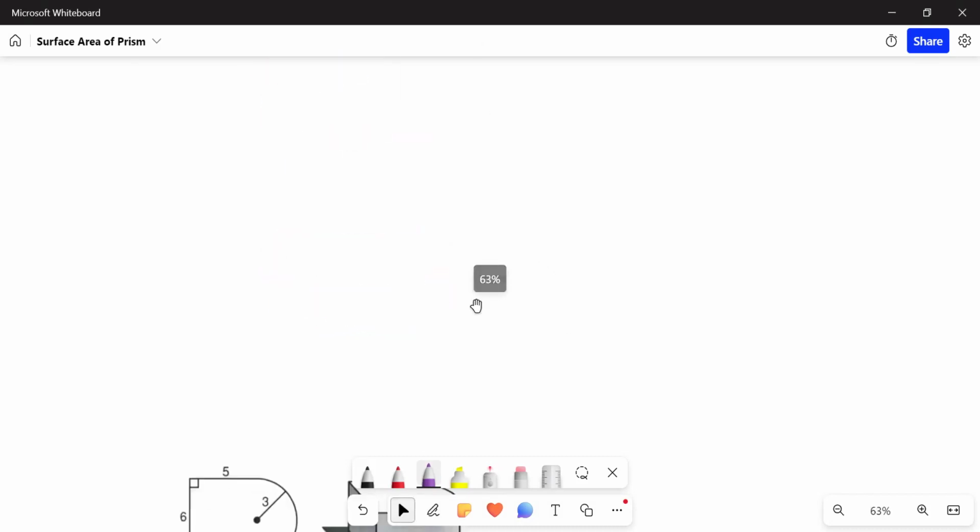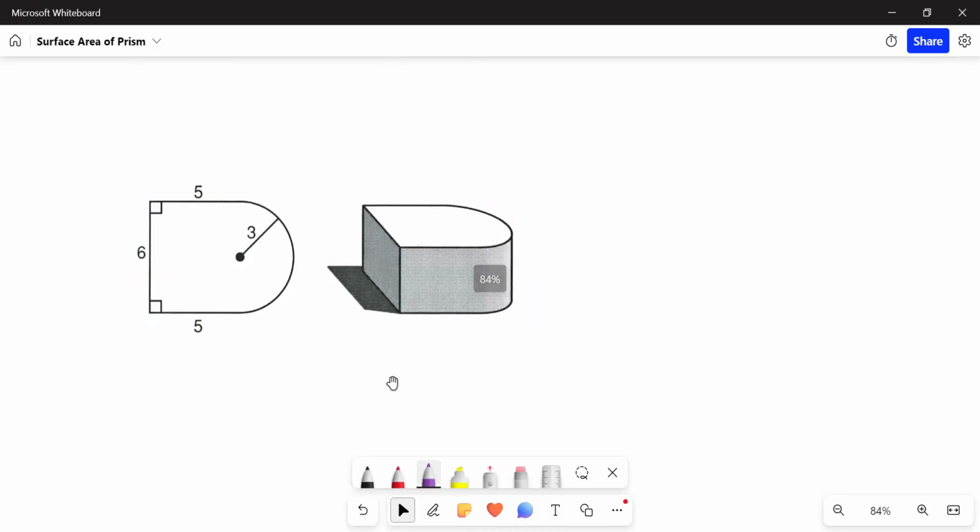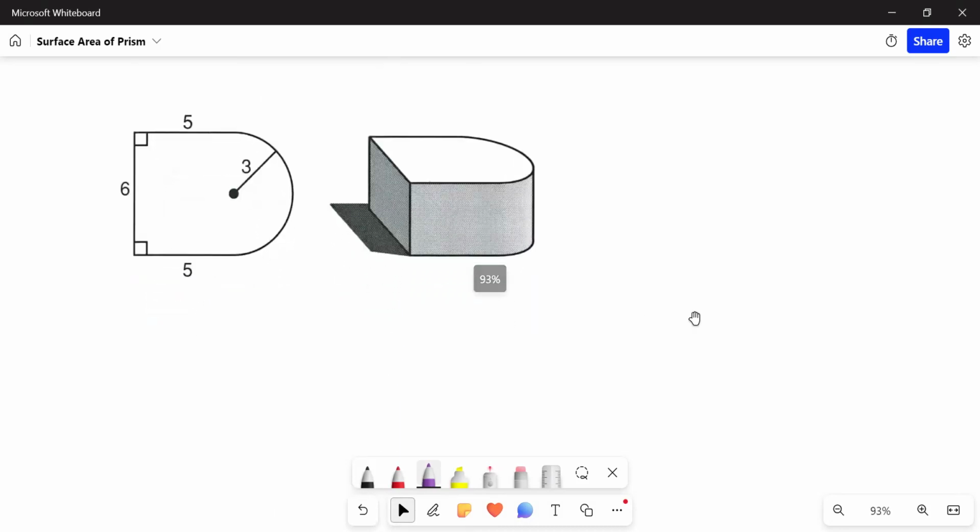Last shape that I want to show you. Some authors would call this not a prism. Some of them would call this a prism. It's because it has a curved side. Now, what I have here is a picture on the left of what I'm going to call a prism. I'm going to tell you what kind of prism it is because it has an obscure base shape.